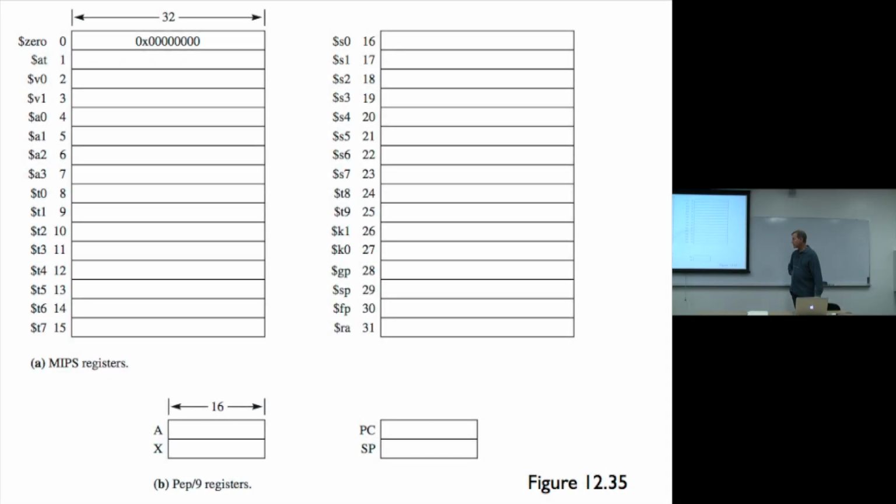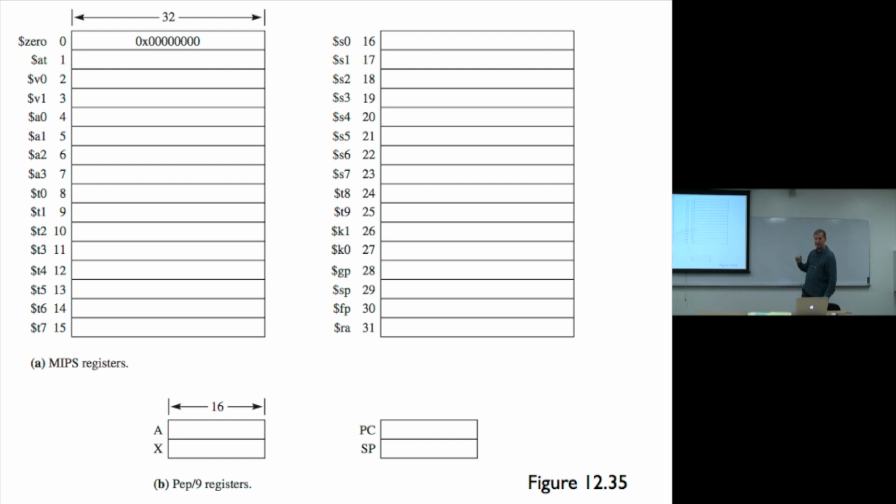So here in figure 12.35, now what we're going to do is learn the MIPS ISA level. These are the registers in figure 12.35. And you can see there's actually two versions of the MIPS machine: a 32-bit version and a 64-bit version. We're going to look at the 32-bit version, so each one of those registers is 32 bits wide.